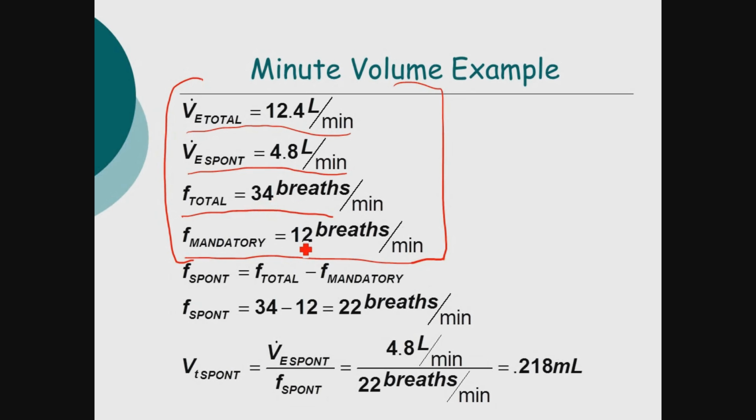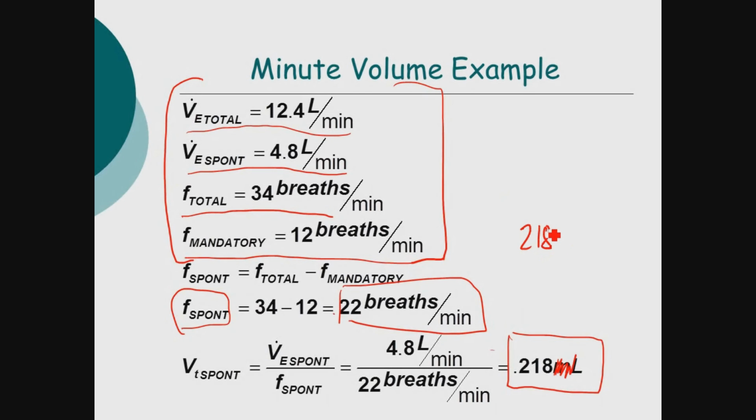If my total rate's 34, my mandatory rate is 12. That must mean that my spontaneous respiratory rate is 22. If I take that spontaneous minute ventilation, 4.8, divide it by my 22 breaths per minute, I find I have an average spontaneous tidal volume of 218 milliliters. And you know, I just noticed something here. Yeah, or 218 milliliters. How's that? 0.2 milliliters is awful damn small.